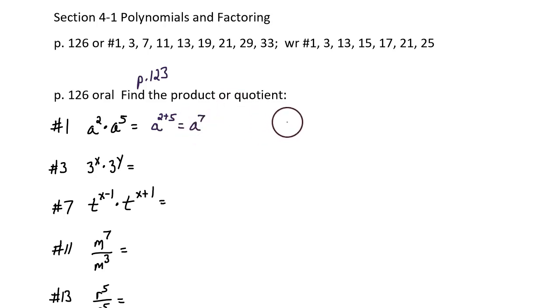Here's the reason why it's a to the 7th power. A squared means a times a. Now we're multiplying by a to the 5th power. A to the 5th power means a times a times a times a times a. Here's your a squared. Here's your a to the 5th power. Hopefully this shows you why the result is a to the 7th power.